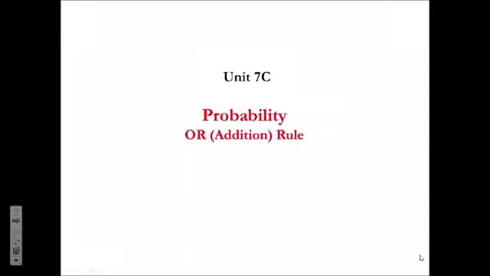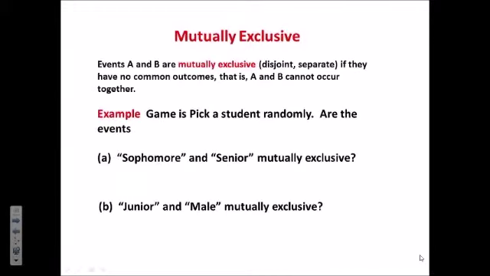Unit 7C, probability, the OR rule, also called the addition rule. Two events are mutually exclusive means that they are separate. They're disjoint. They have no outcomes in common. They do not overlap. They cannot occur at the same time.